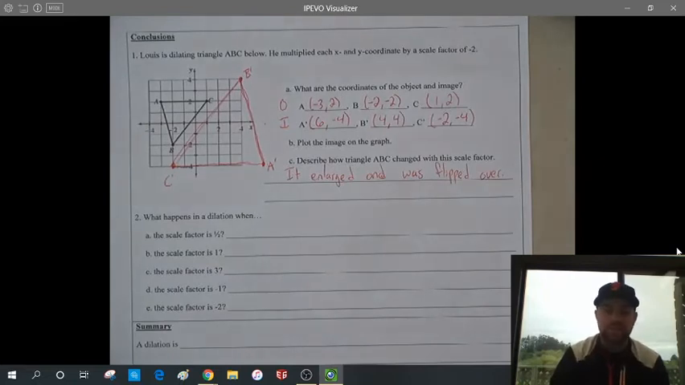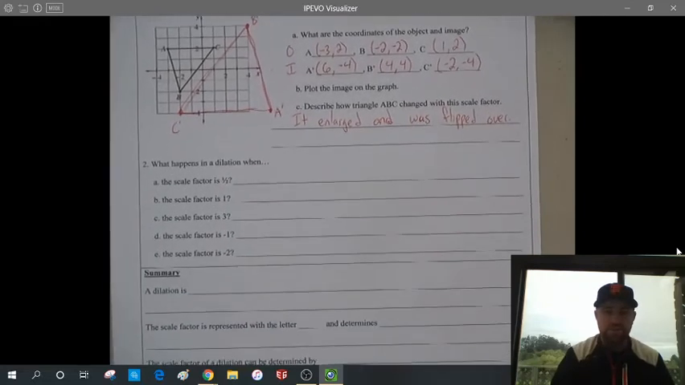So you'll still have enlargements and reductions, and it's basically beyond -1. Anything smaller than -1 is going to cause it to actually enlarge, but it's also going to cause it to flip over. And if it's between 0 and -1, so like -0.5, it'll get smaller, but it'll also flip over.